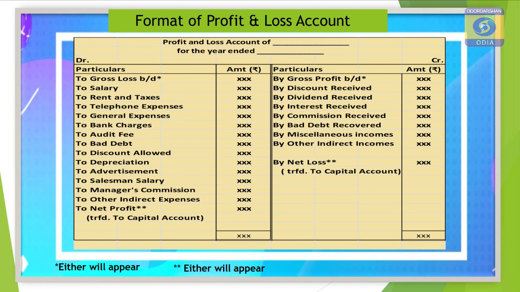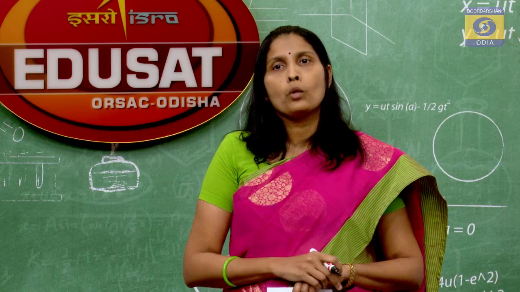Again, we will total the credit side, and if we find that the credit side is heavier than the debit side, then we will see that there is a net profit, and this net profit is transferred to the capital account. So, students, that is the format of the profit and loss account.